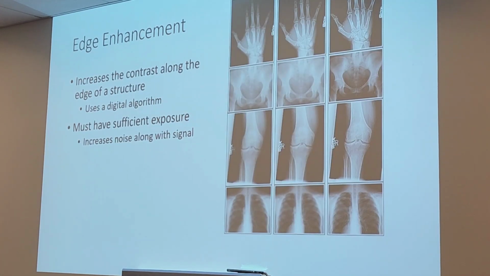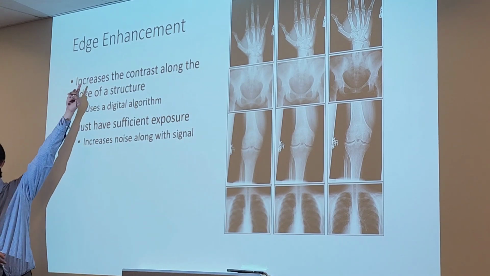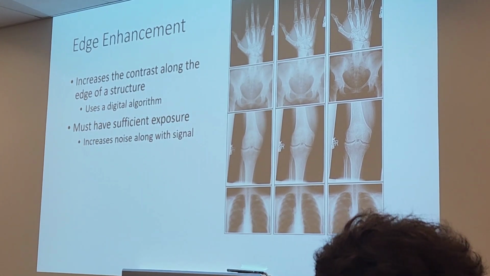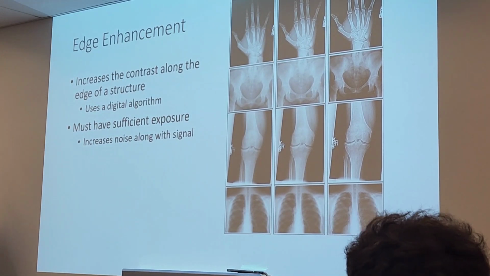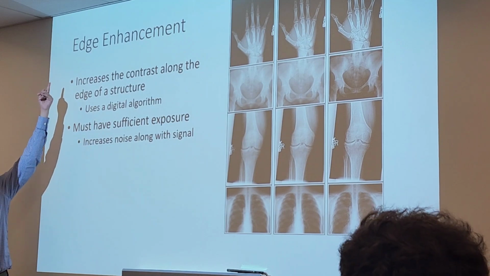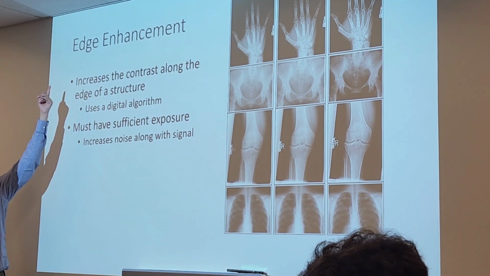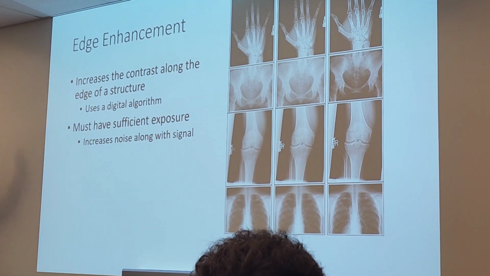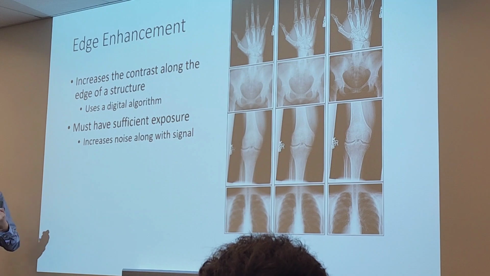Okay, next up, edge enhancement. Enhancement, what does that mean? Make it better, make it more clear. Like on the crime shows: zoom in, enhance, reveal. Okay, edge. What kind of edge do you think we're talking about? The edge of the anatomy. We are making the edge of the anatomy more clear.